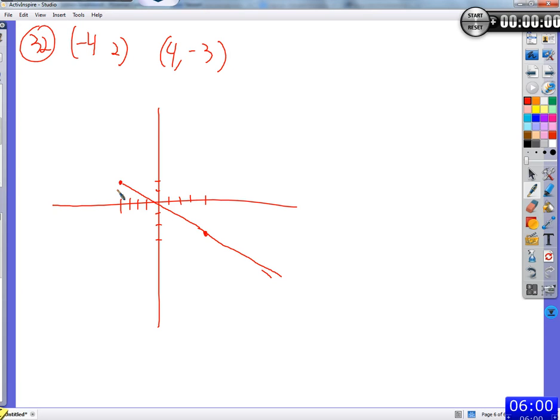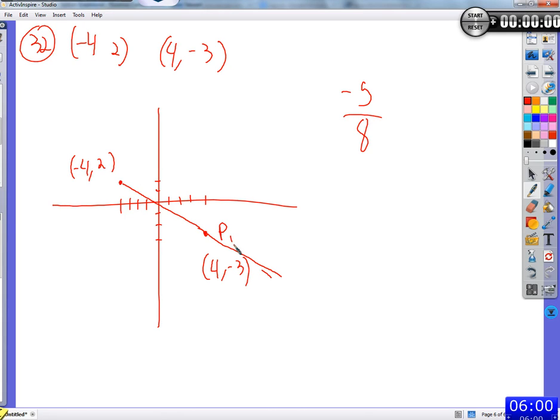Rise over run. If you start here, how far do you rise? And then how far do you run? Okay, we can just look at it. How far does it go from here to there? Five. Which way? Down. So what kind of five? Negative 5. Negative 5 rise. From there, you run horizontally. How much? 8. From negative 4 to positive 4, that'd be 8.